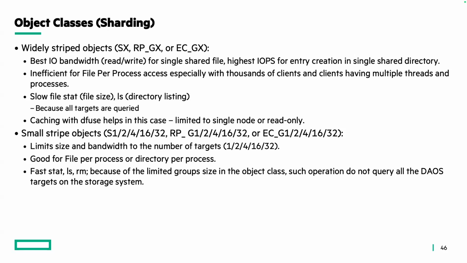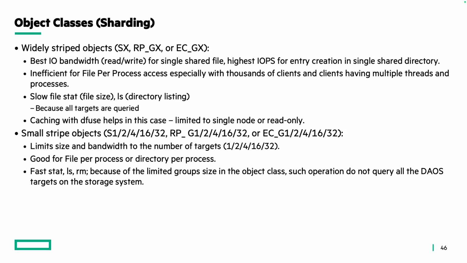So in most cases, like checkpoint restart applications, or applications that write large files or read large files, you want the maximum bandwidth to be able to dump your checkpoint as fast as possible. You want to use widely striped objects, and that's what is set by default on the container. But in some cases, especially if you're using small files or something like file per process, and that's a common use case, file per process actually is not very efficient for DAOS, unlike other file systems, by default.